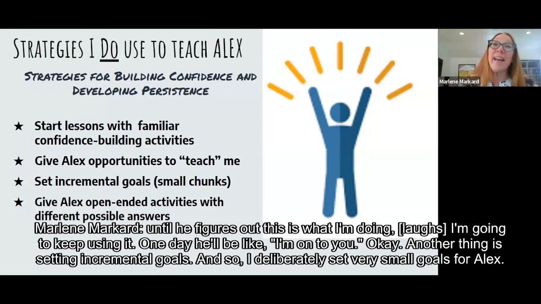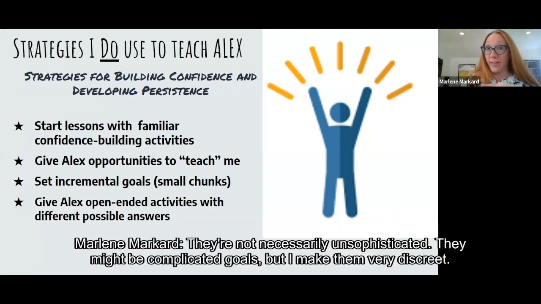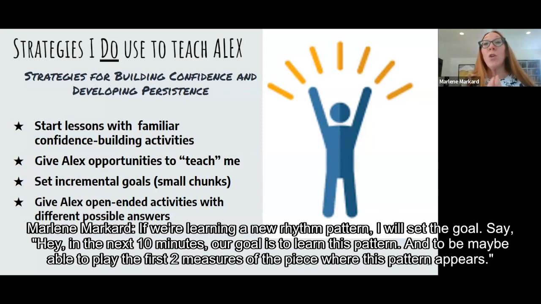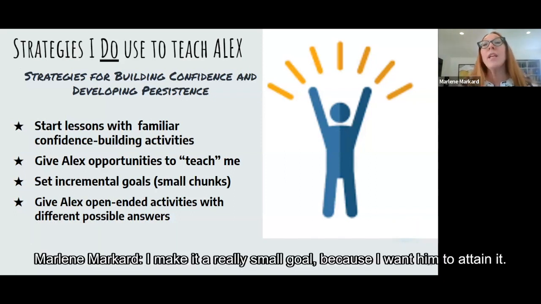Okay, another thing is setting incremental goals. And so I deliberately set very small goals for Alex. They're not necessarily unsophisticated. They might be complicated goals, but I make them very discrete. If we're learning a new rhythm pattern, I will set the goal, say, hey, in the next 10 minutes, our goal is to learn this pattern and to be maybe able to play the first 2 measures of the piece where this pattern appears. I make it a really small goal because I want him to attain it, right?